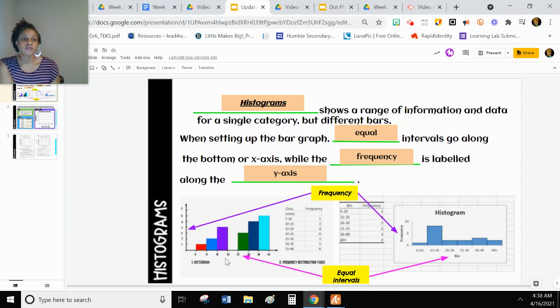So if I'm going to have from 0 to 10, that's going to be my interval, 0 to 10, 10 to 20, 20 to 30, 30 to 40, or if I'm going to have intervals of 5 or intervals of 2, they're going to be equal all the way along, okay? And again, just look at how they are next to each other. They are close. So they look similar to a bar graph, but it's not a bar graph.